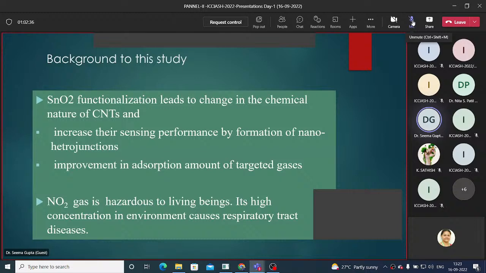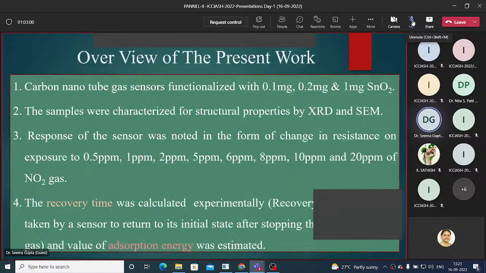Some background of our present study is that we have worked earlier on tin oxide functionalization and found that this leads to change in the chemical nature of CNTs and increases their sensing performance by formation of nano heterojunctions. And also there is improvement in the absorption amount of targeted gases. We have studied nitrogen dioxide here since it is very hazardous to living beings and causes respiratory tract diseases.